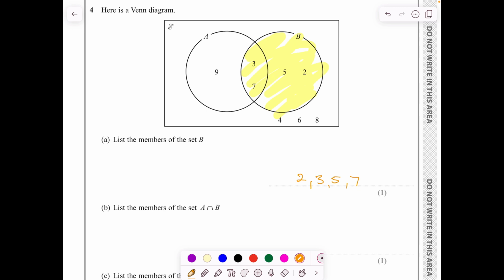Then it says A and B. So A and B, you are just looking at the intersection here. So that's just 3 and 7.